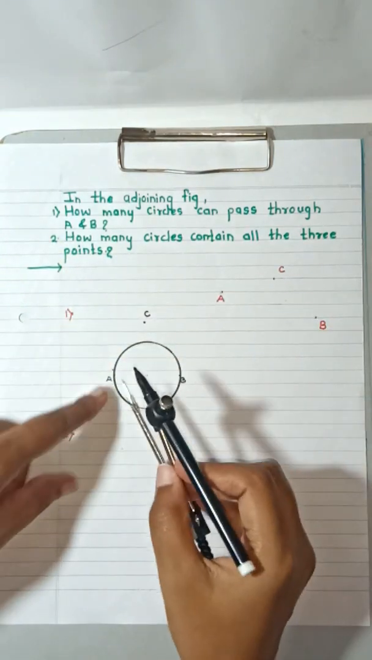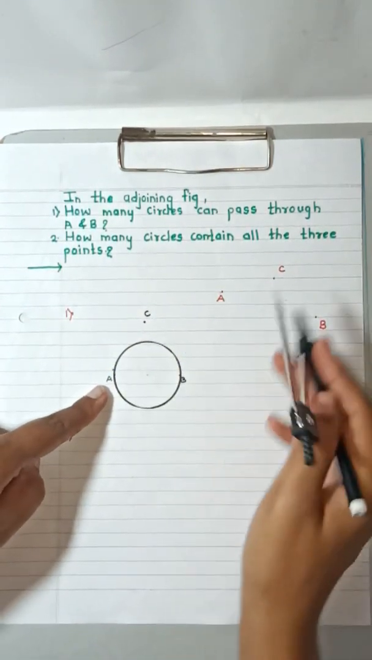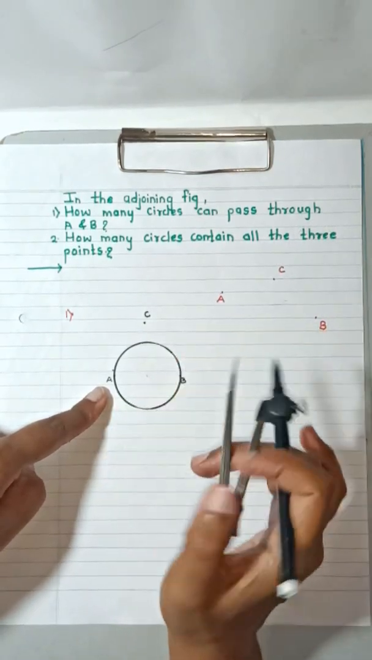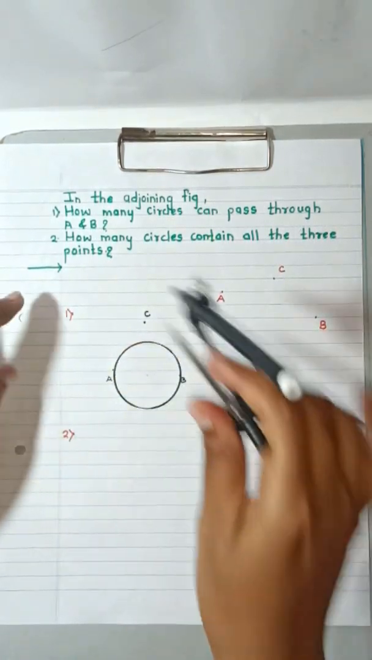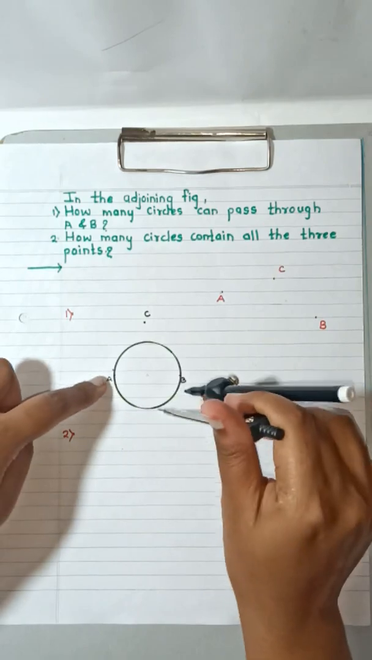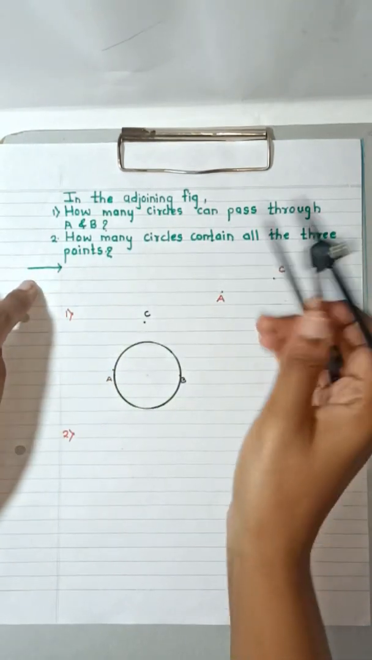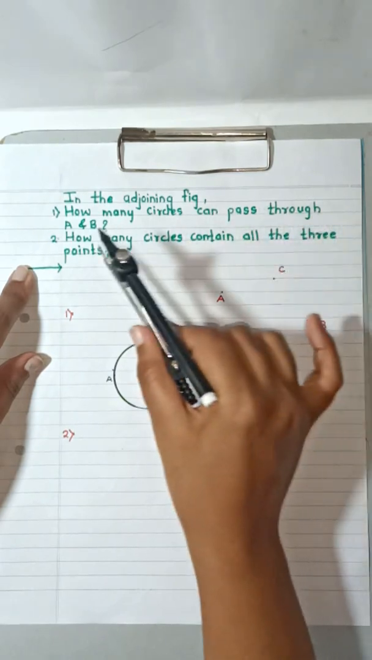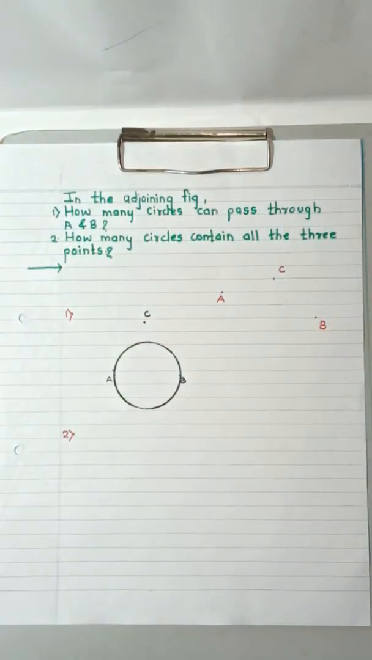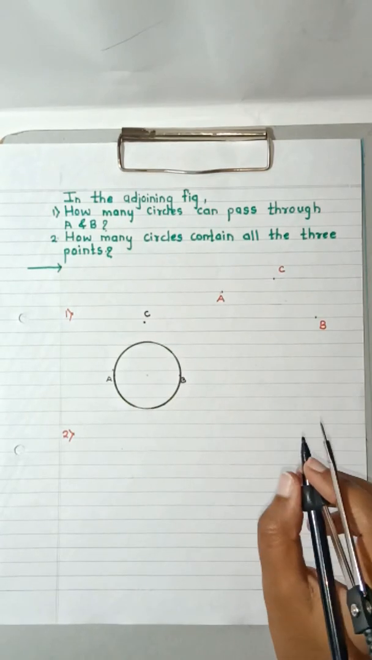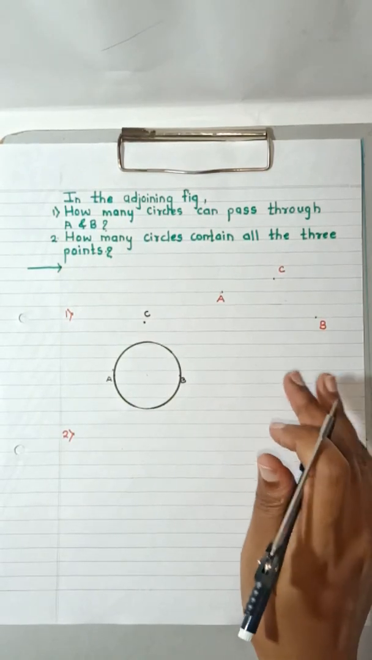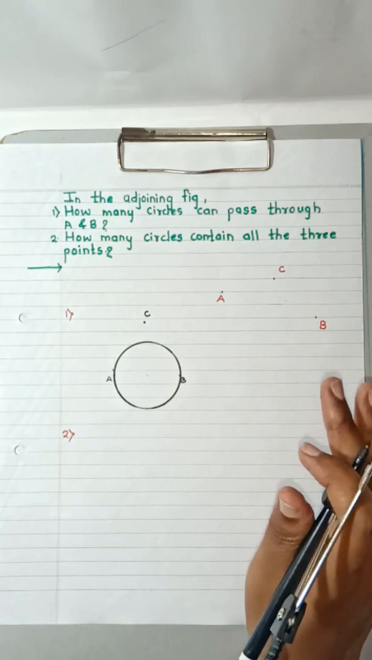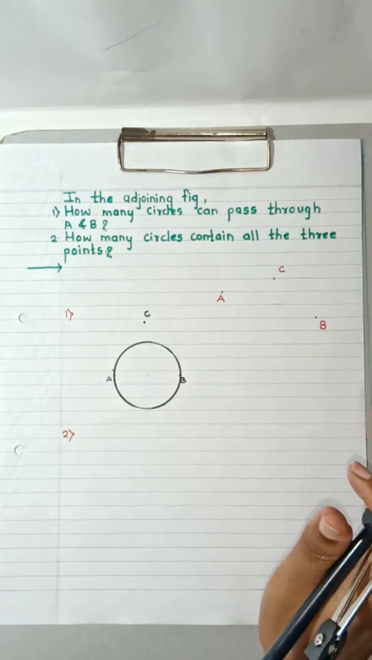What we have done here, first I took point A, point B, same diagram I have taken over here, and see, only one circle can be drawn passing through 2 points. Okay, so your first answer you have got over here: how many circles can pass through A and B. So you can write down here, only one circle can pass through A and B. Is it clear to you all? Only one circle can pass through A and B.